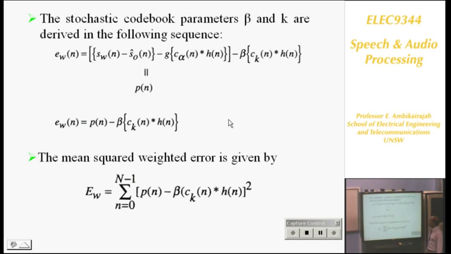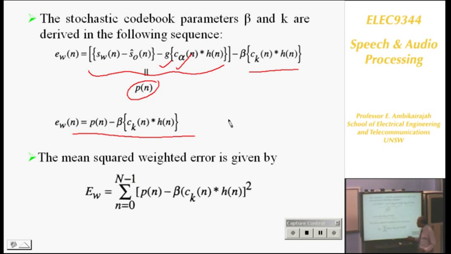Now you go back to the stochastic codebook. You have calculated alpha, you have calculated G, now you replace the whole thing by Pn, and you write the next part, which we set to zero. So it becomes this. This is your weighted error. Now, the squared weighted error is this one.